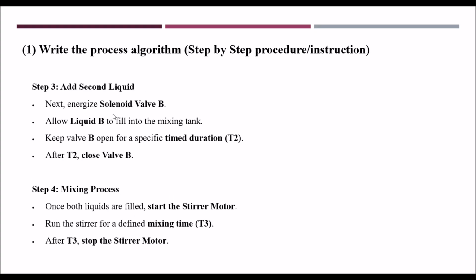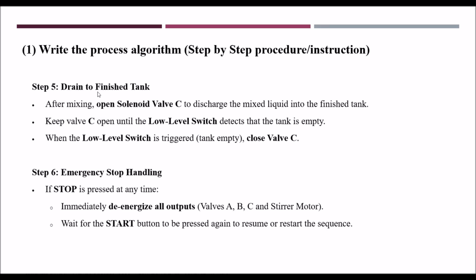Step 3 is solenoid B will be on, allowing liquid B, that is ingredient B, to fill the mixing tank. Keep valve B open for a time duration of T2, that is also 200 seconds, and then after T2, close valve B. Mixing process: once liquid A and liquid B are both in the tank, start the stirring motor and run it for the period of T3, that T3 time is nothing but 100 seconds. After that, stop the stirring motor and drain to the finishing tank.